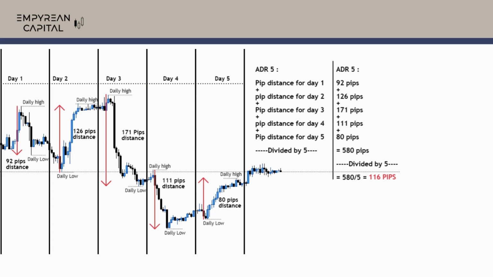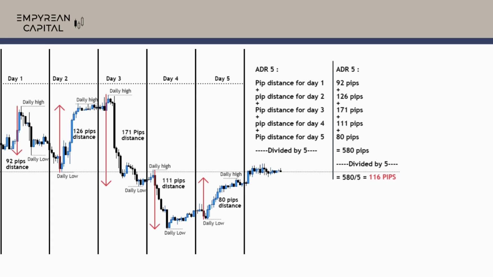Now, for example, in front of you, we have the last 5 days and we want to find out how far price can travel today. The only way we can find out how far price is expected to travel today is by adding how far price has traveled between the lowest and the highest point of each of the 5 days and then dividing it by 5 in order to get the average.